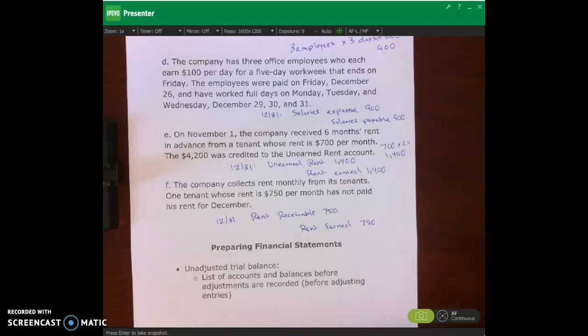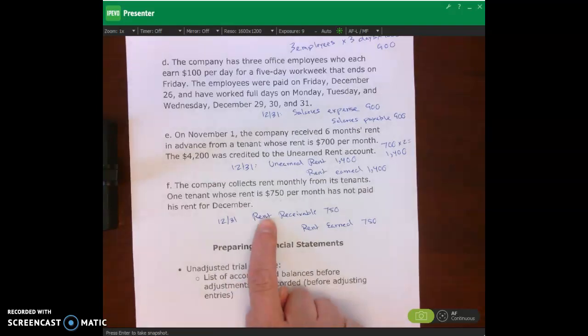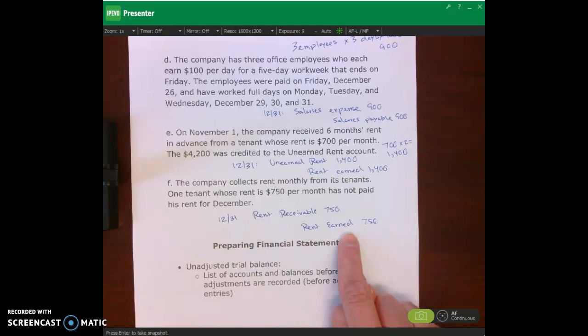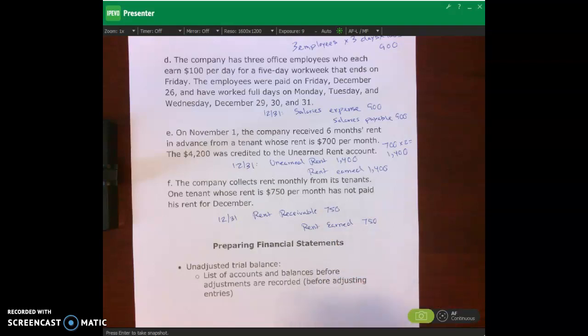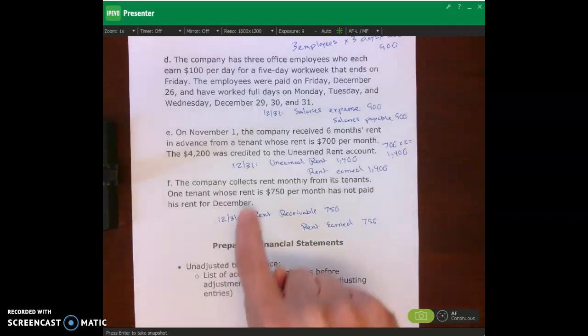The last one, the company collects rent monthly from its tenants. One tenant whose rent is $750 per month has not paid his rent for December. So on 12/31, we debit rent receivable. If you said accounts receivable, that's acceptable. And then we credit rent earned. This is accruing revenue. This journal entry accrues revenue. And again, all these adjusting journal entries are done at the end of the accounting period. Okay? That's why they're always 12/31.